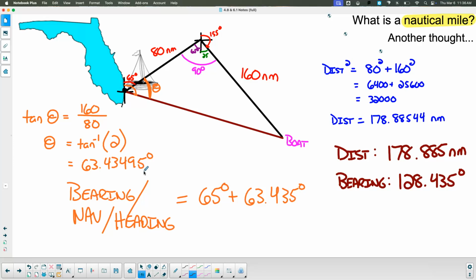But then we had to add the 65 to it to get the bearing, because the bearing starts up here at north and comes down this way. So we have to go through the 65 degree angle, then through the 63 degree angle to get to the bearing. But you can combine those two, even though one's a navigational one and one's a trig one, because they're still both angles. This is kind of like the total amount of degrees.